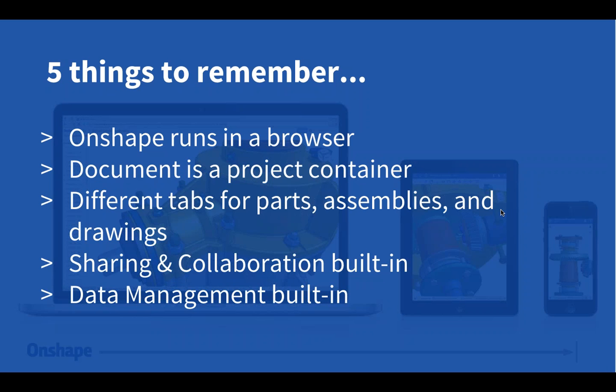Now, in the document, you have different tabs. I'm going to go over this in just a bit, but each tab has a purpose. So you have tabs for parts, assemblies, drawings, and even the things that you've imported. So different tabs for different elements of working with Onshape. And then you have 2 things that I want to focus on here today, and that is sharing and collaboration are built in, and data management is built in. So you do not need a separate data management system, and you don't need a separate collaboration tool or markup tool or sharing mechanism. So all that functionality is built in.